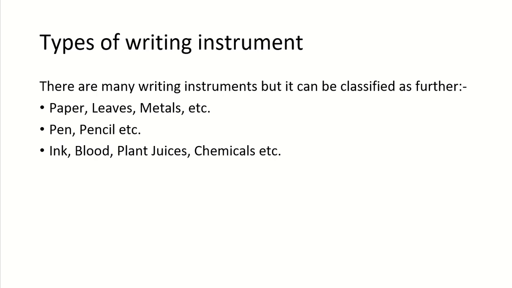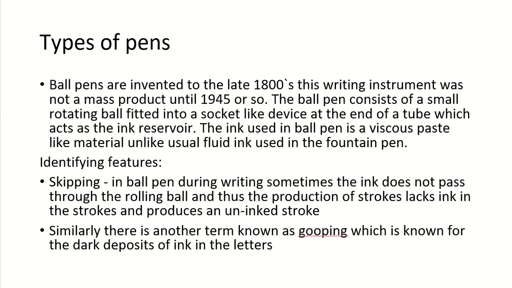The various types of writing instruments, and the surfaces on which we can write, include paper, leaves, metals, etc. We can write with a pen, pencil, etc., and ink, blood, plant juice and chemicals are used for writing purposes. Starting with the various types of pens.